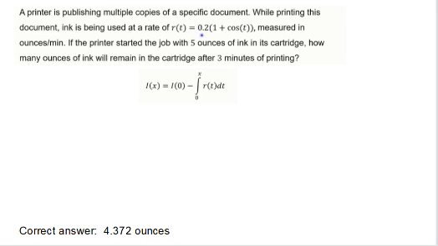Another problem. A printer is publishing multiple copies of a specific document. While printing this document, ink is being used at a rate of this, measured in ounces per minute. If the printer started the job with 5 ounces of ink in its cartridge, how many ounces of ink will remain in the cartridge after 3 minutes?